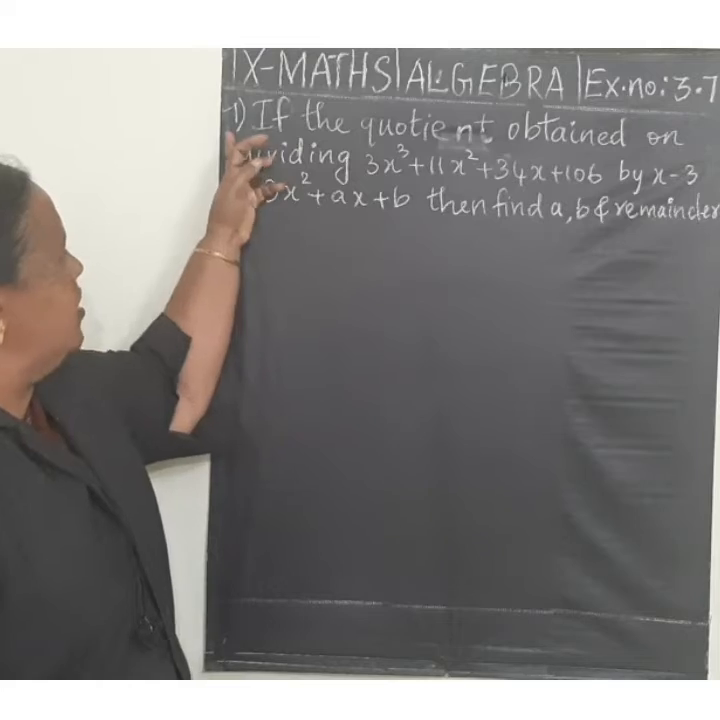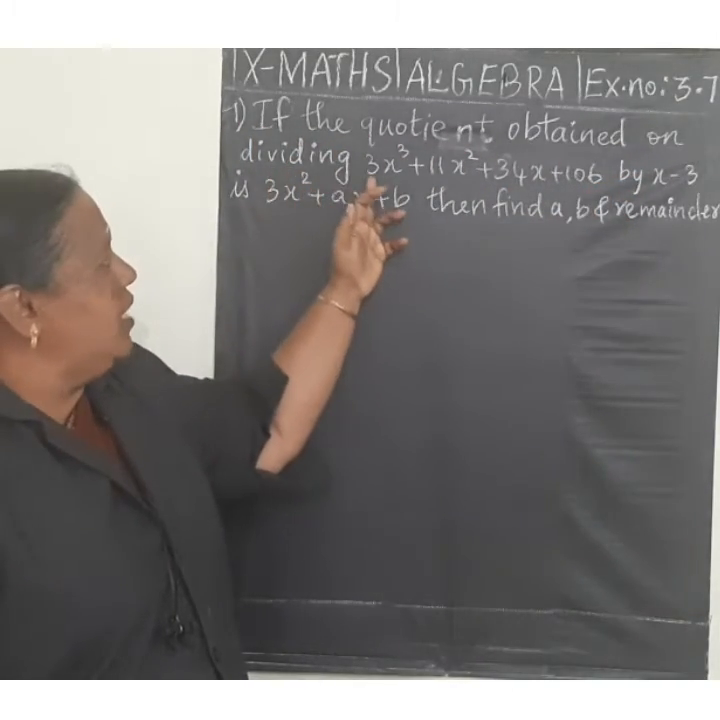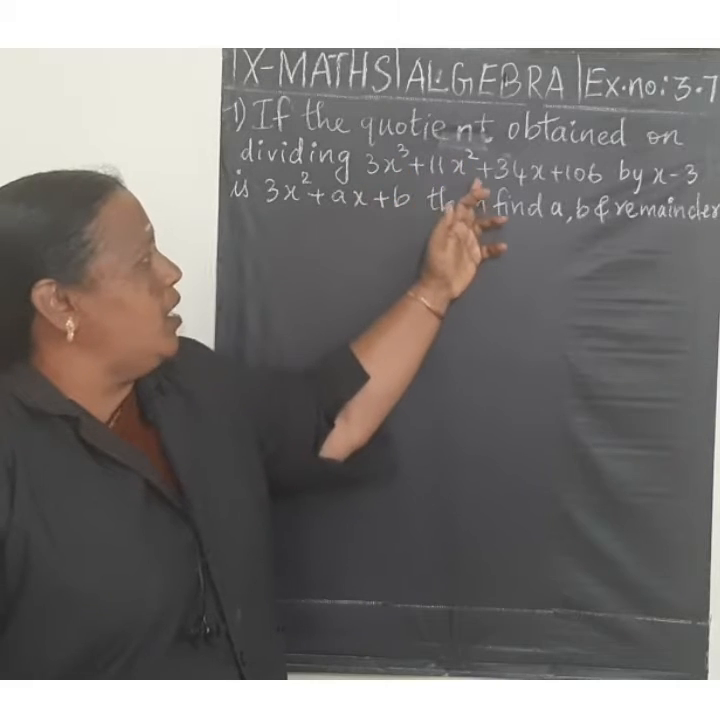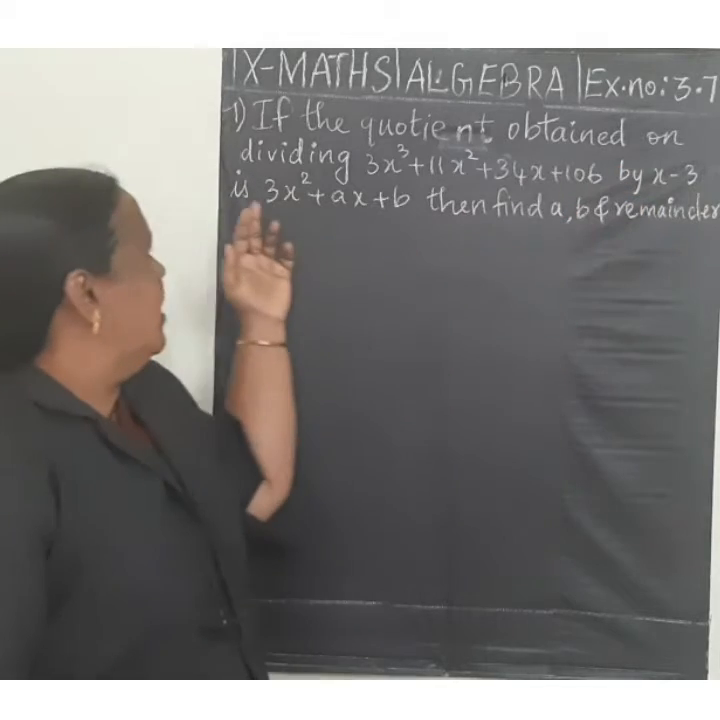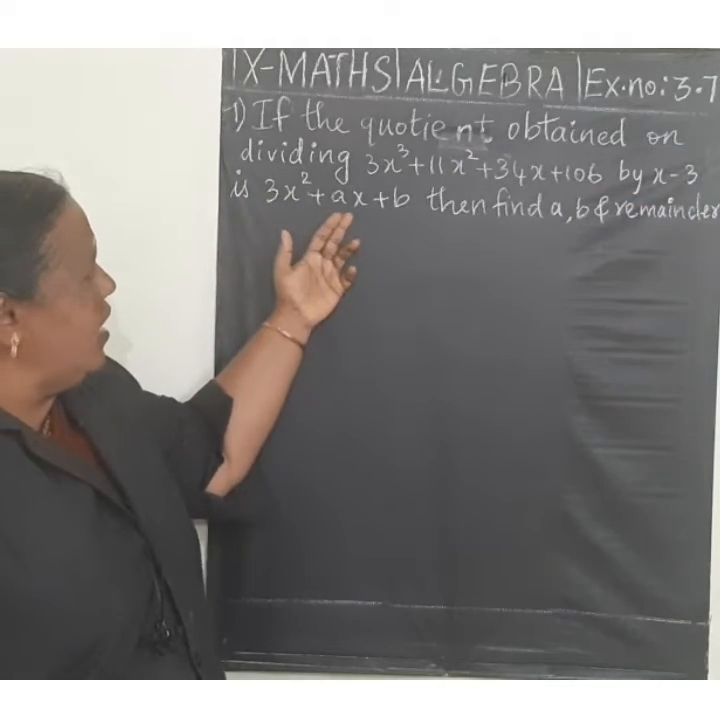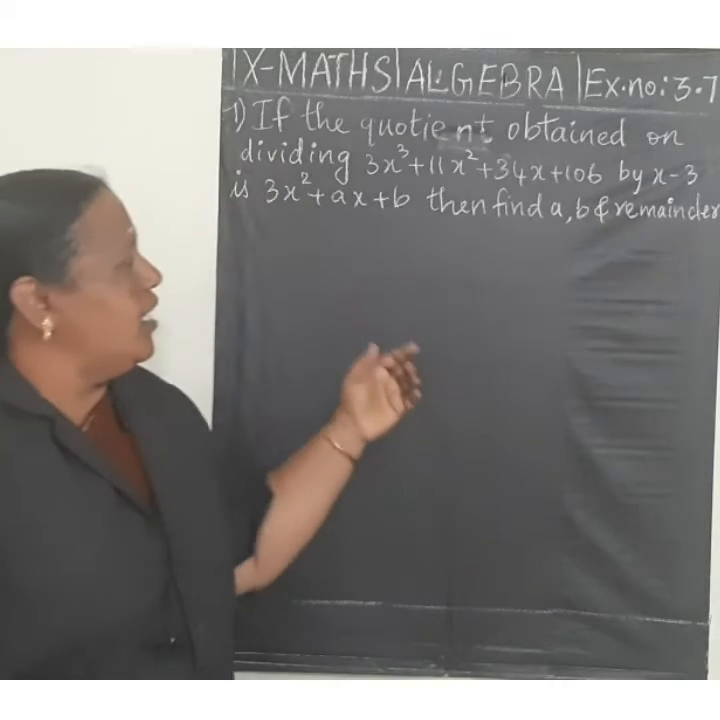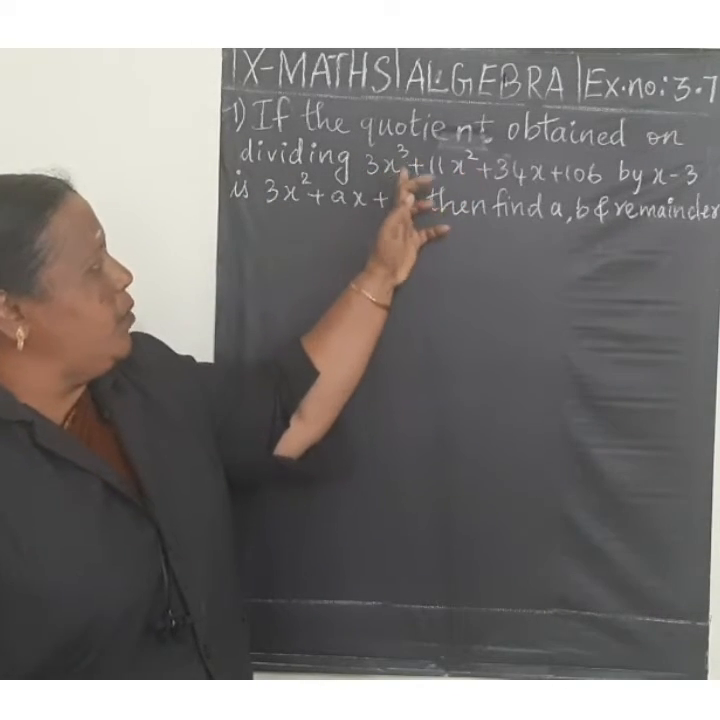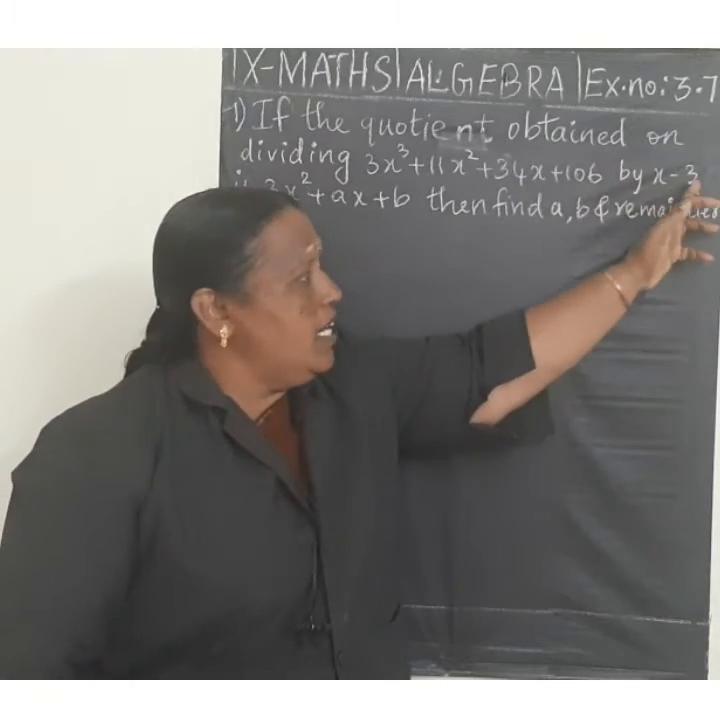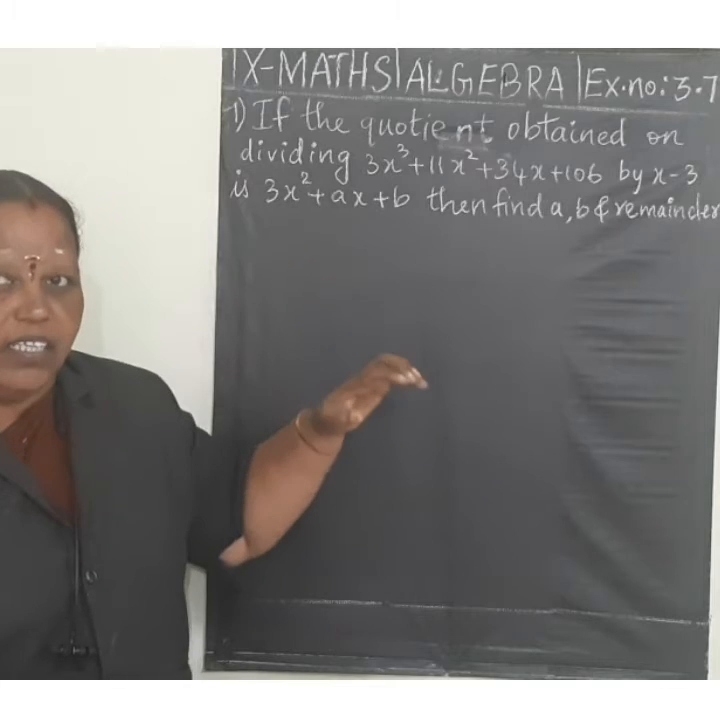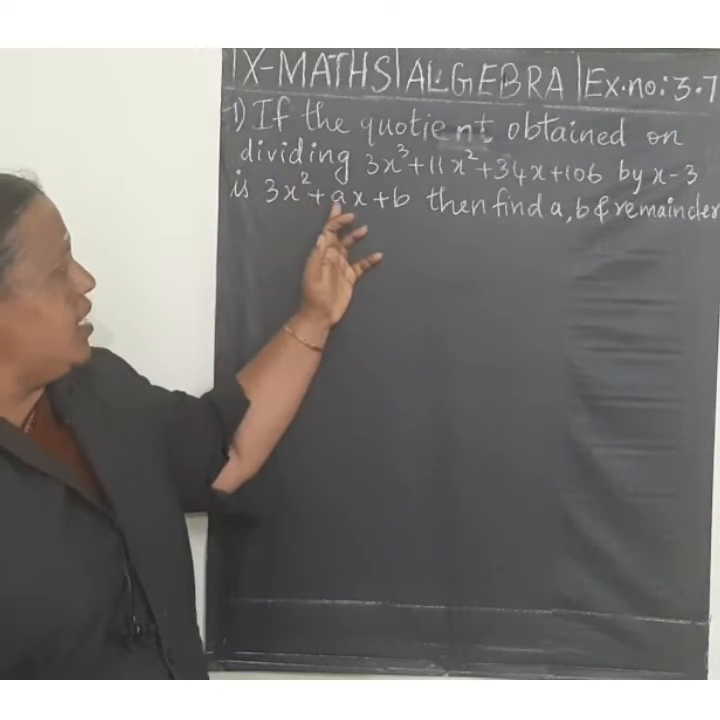The next, seventh question is: if the quotient obtained on dividing 3x cube plus 11x square plus 34x plus 106 by x minus 3 is 3x square plus ax plus b, then find a and b and the remainder. Here a polynomial, 3x cube plus 11x square plus 34x plus 106, is divided by x minus 3. When we divide that, we will get a quotient. What they have given is 3x square plus ax plus b.